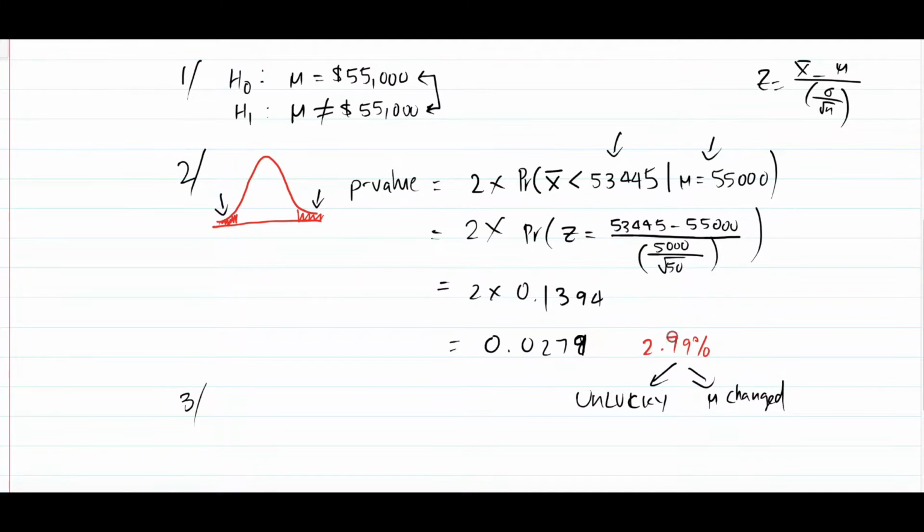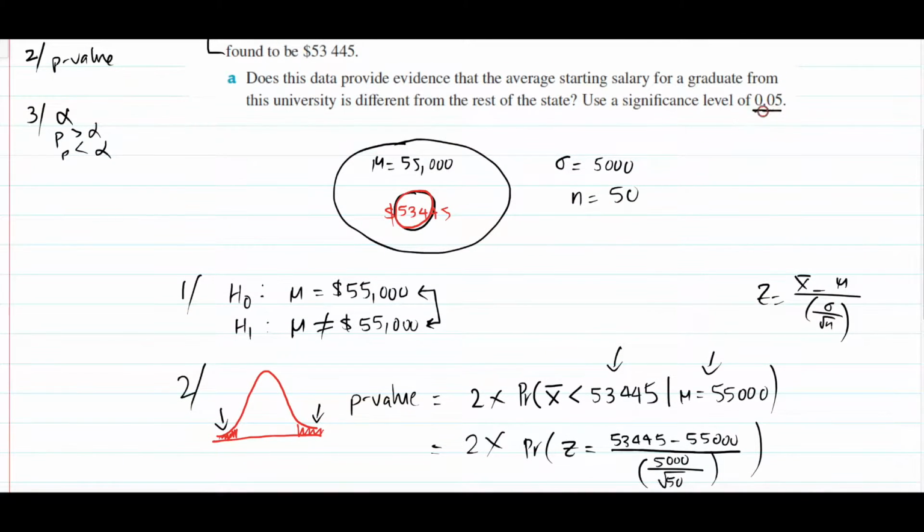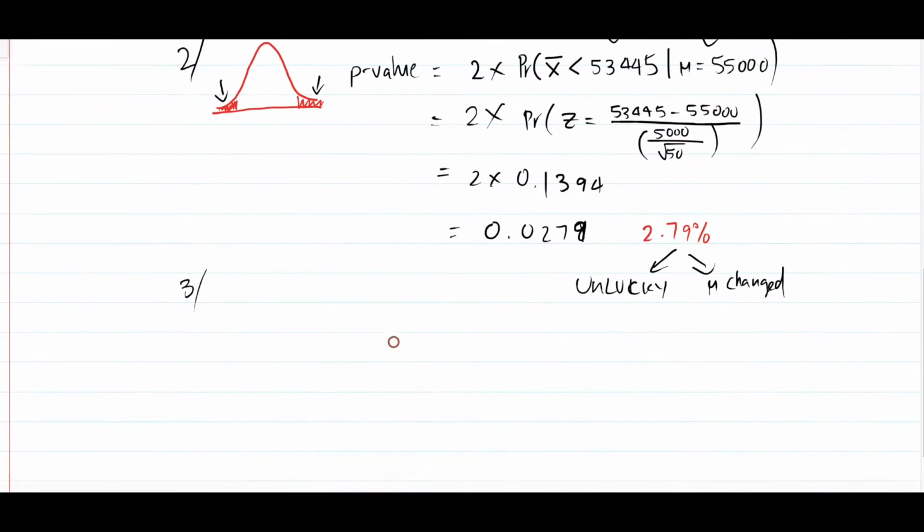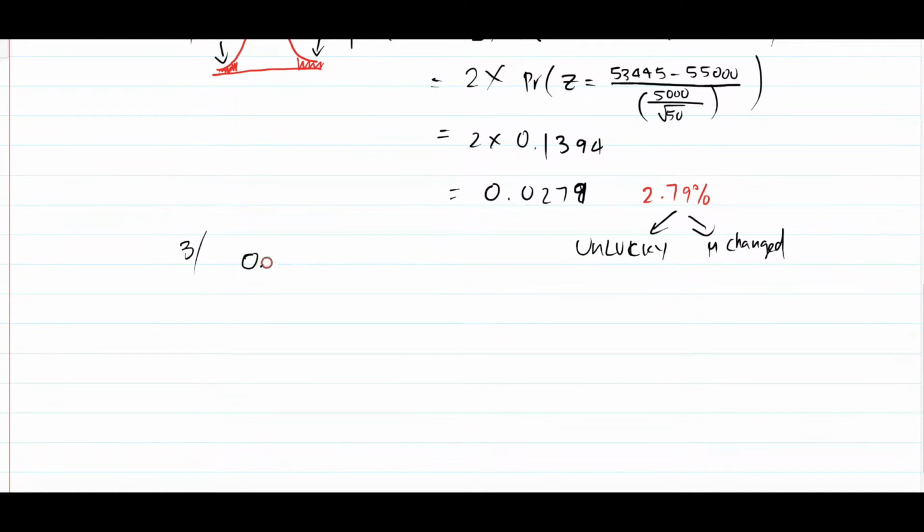You compare this p-value to the significance level, which in our question is 5%. Use the significance level 5%. So 0.0279 is smaller than 5%. That means it was a low enough chance for us to consider. Given this question, it was a low enough chance for us to believe that the mean has changed. If this is smaller than the significance level, then it has changed. If it's bigger than the significance level, then we're just unlucky. We just picked a sample that didn't represent. So that's what step number 3 does.